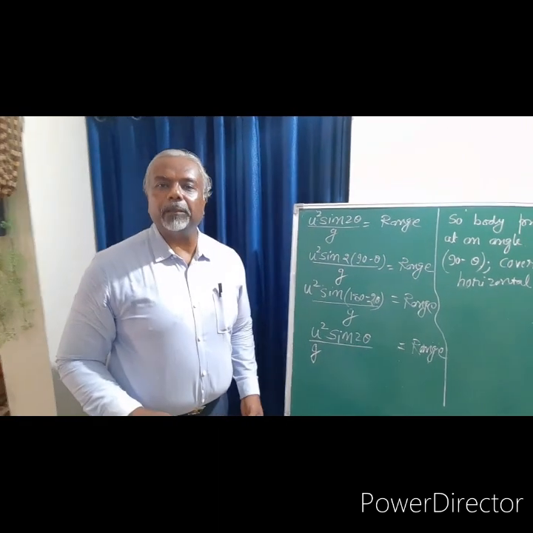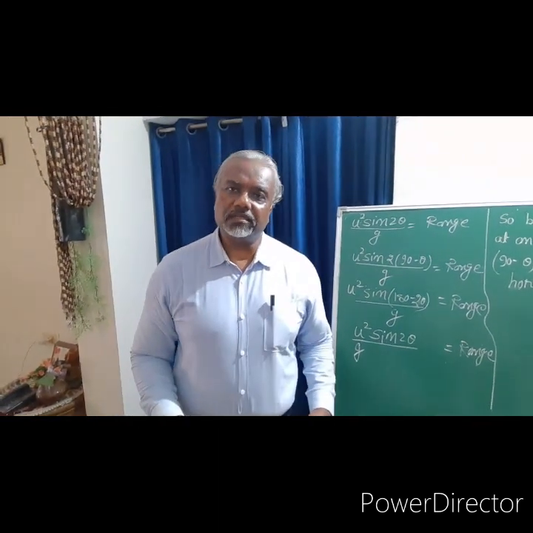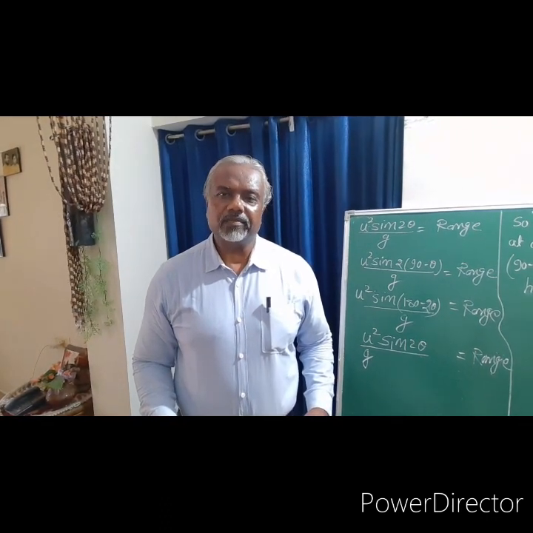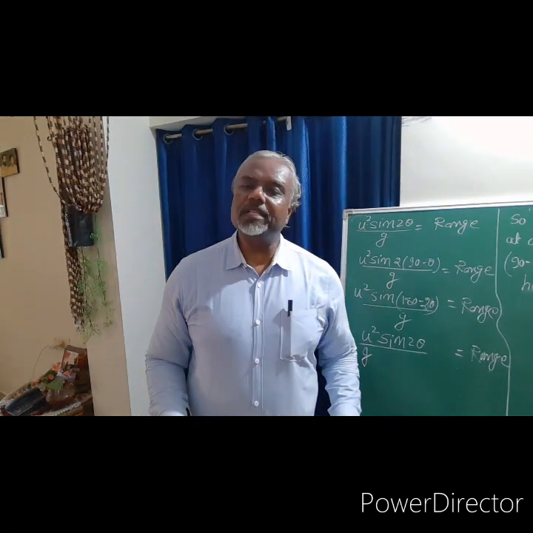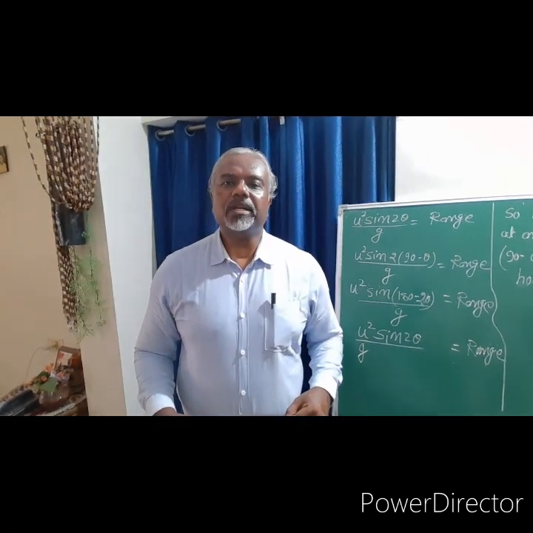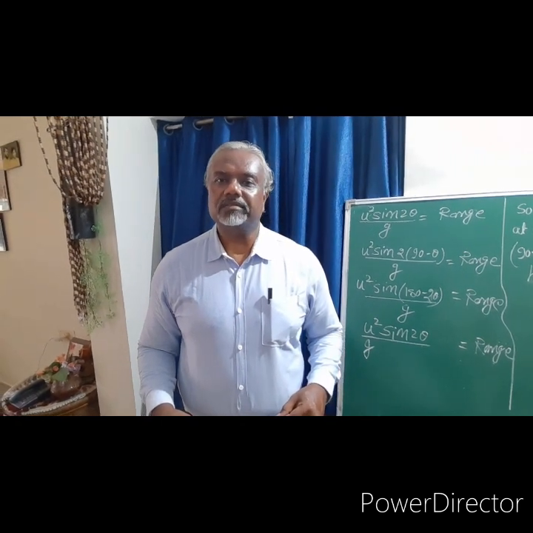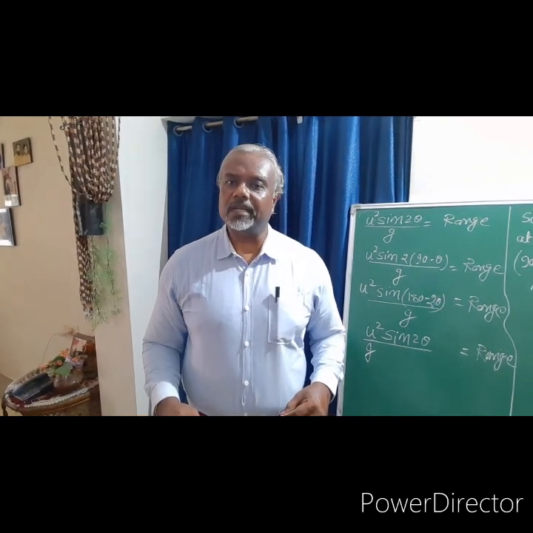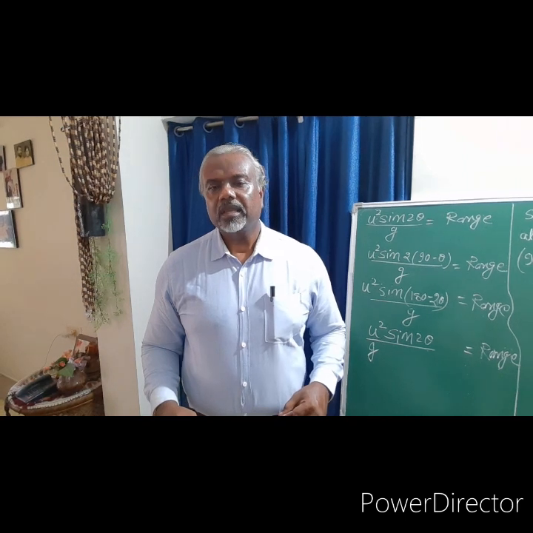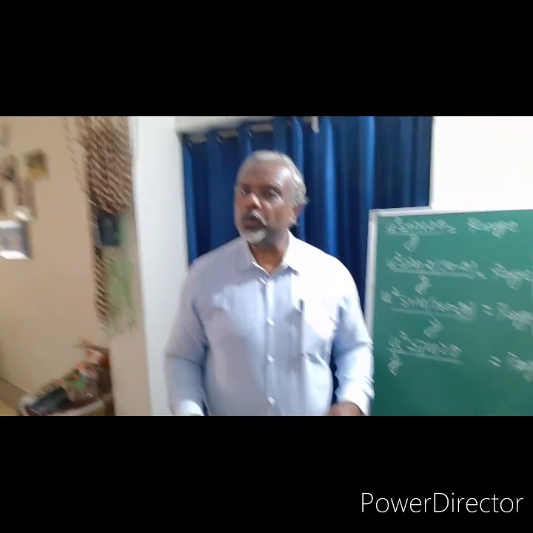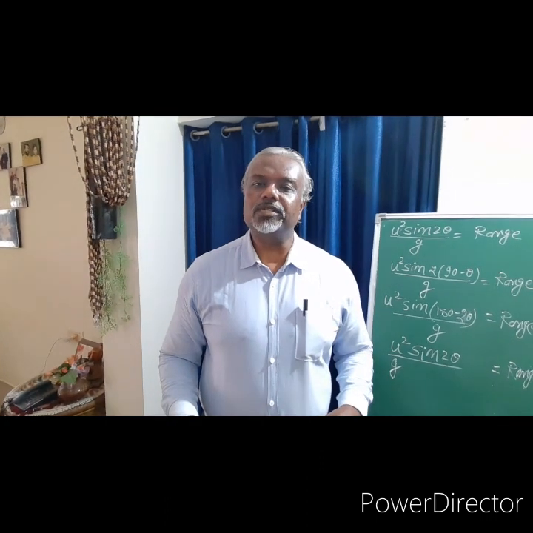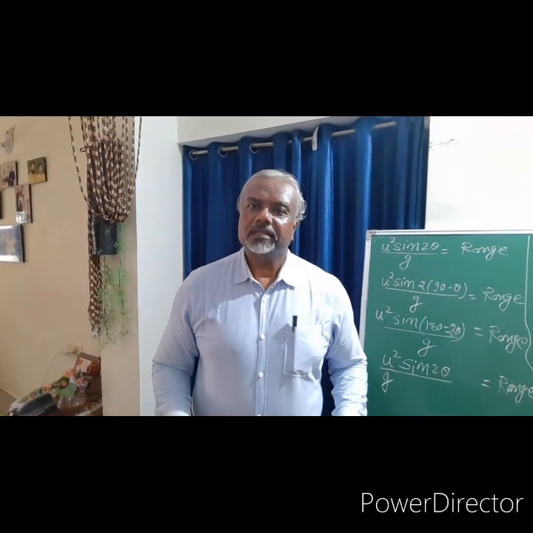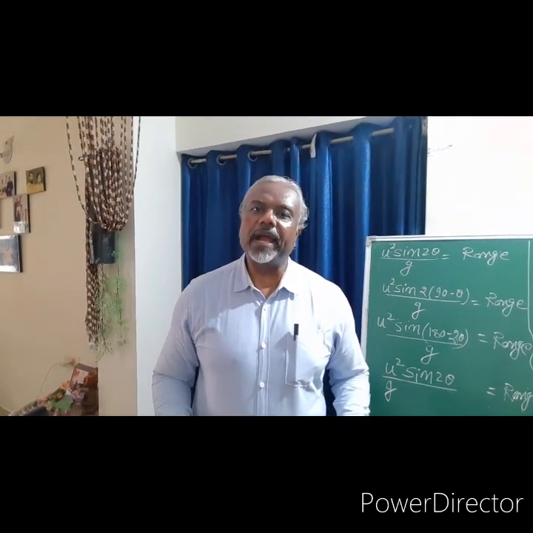Okay, so this is all about time of flight, maximum height attained by the projectile, and horizontal range. So finally, I will say two lines. Projectile motion can be studied by knowing its horizontal motion separately and vertical motion separately. In horizontal motion, there is no acceleration. In vertical motion, there is acceleration. And use proper equations, you will get the required expression.